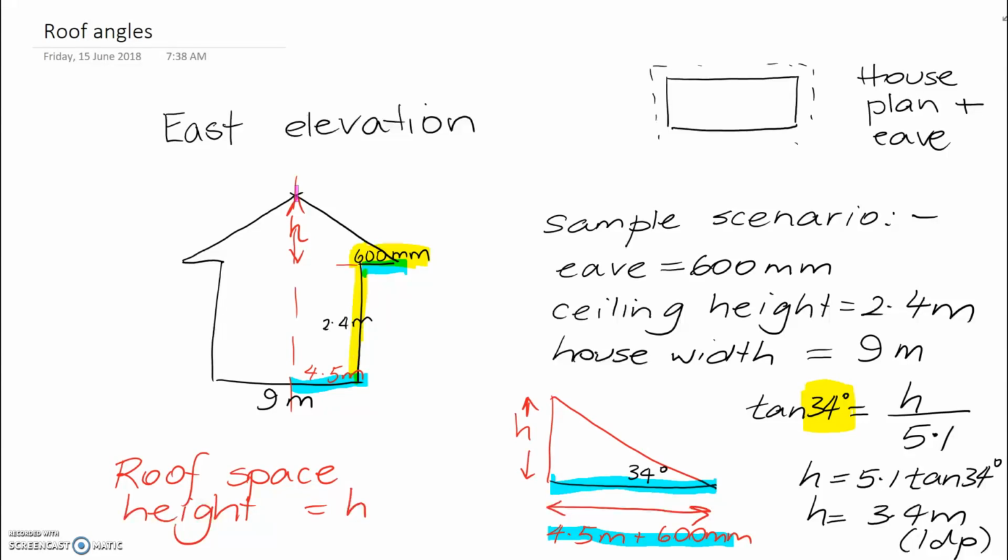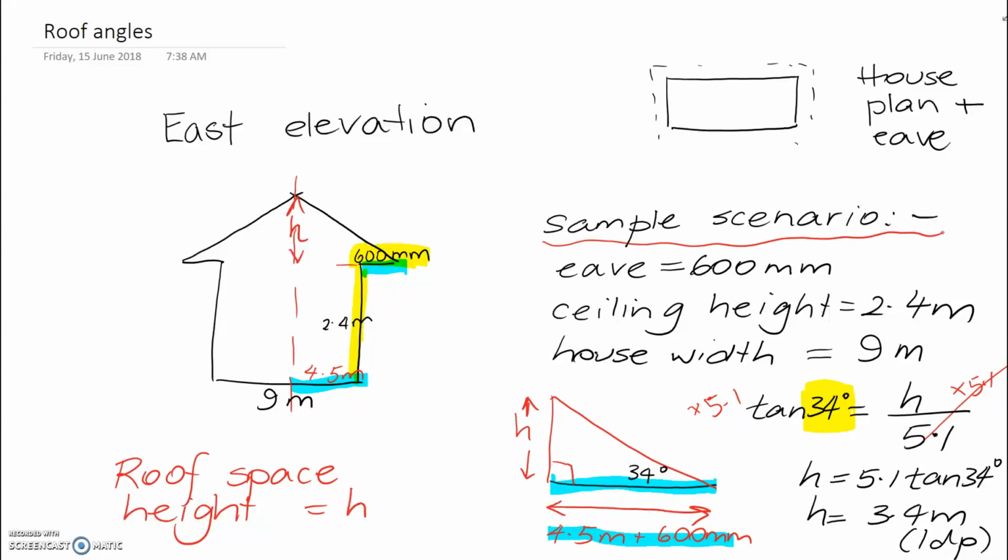Well, I'm going to use SOHCAHTOA because this is a right angle triangle. And I'm going to go tan 34 is h over 5.1. So if I multiply both sides by 5.1, as we know we do, the reason we do that is because that cancels that out. That'll give me h is 5.1 tan 34, and on my scientific calculator that gives me 3.4 meters. So for my particular sample scenario, I've come up with a 3.4 meter roof space.